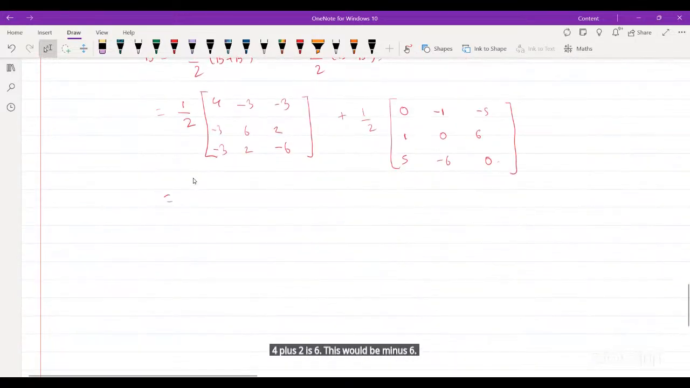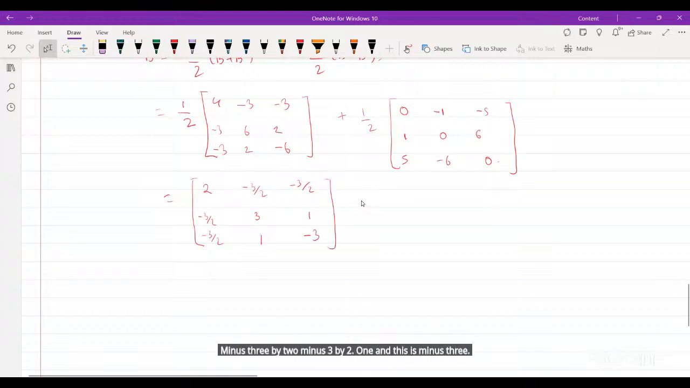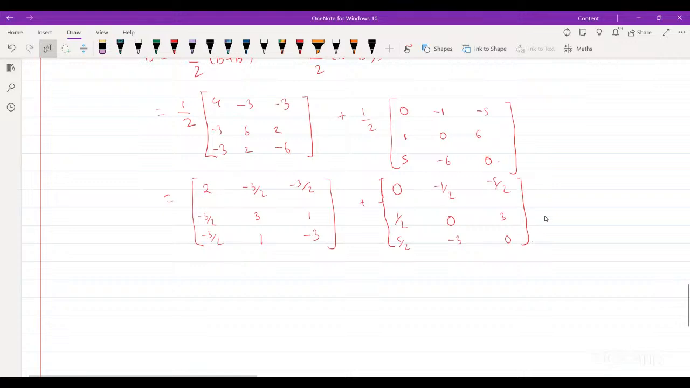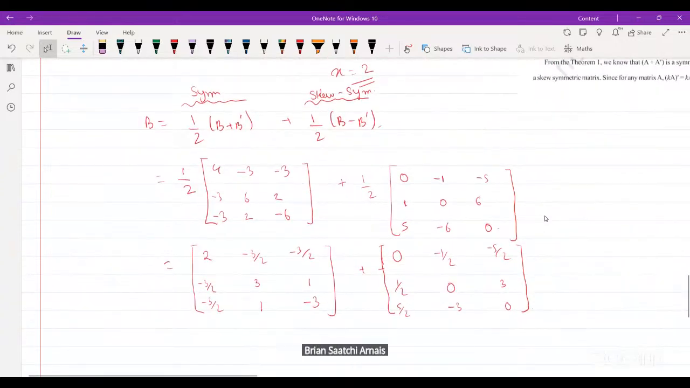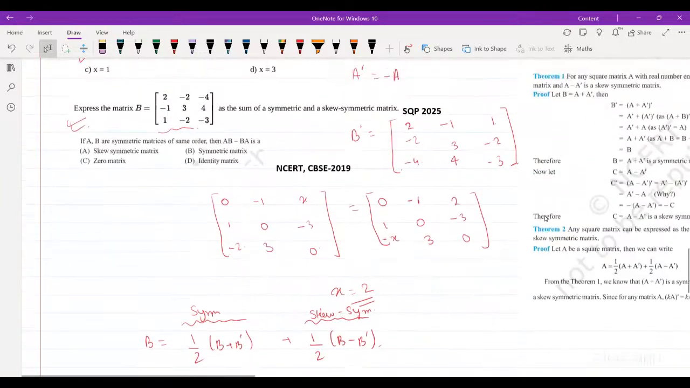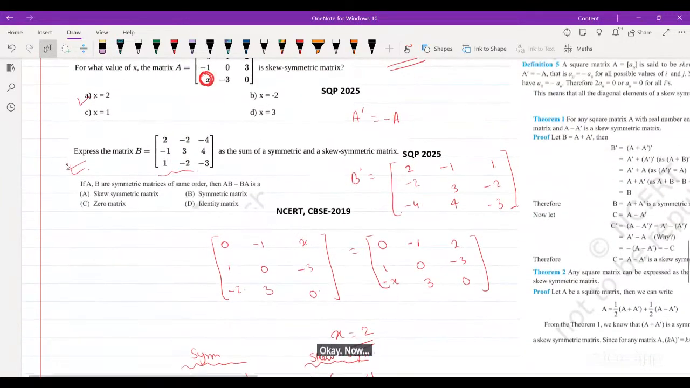Writing it out neatly, we can write this as the matrix 2, minus 3 by 2, minus 3 by 2; minus 3 by 2, 1, minus 3 by 2; minus 3 by 2, minus 3 by 2, 1, and this is minus 3. Plus, this can be written as 0, minus 1 by 2, minus 5 by 2; this is 1 by 2; this is 5 by 2. It is done. Is this clear, people? Ibrahim, Sachi, Arna, is this clear, beta? Yes, sir. Okay.